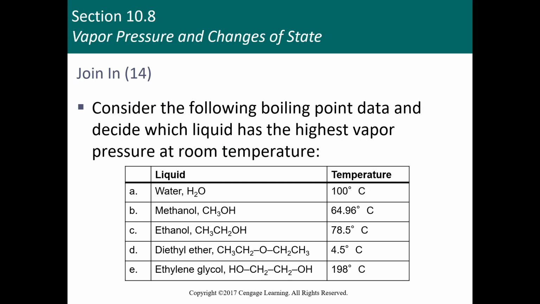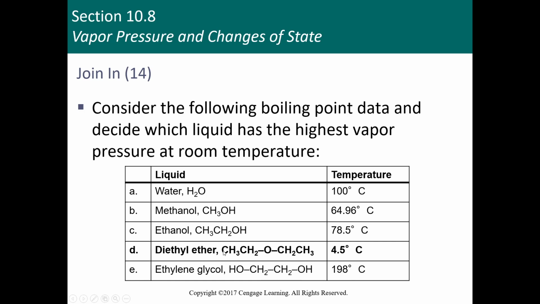So consider the following boiling point data and decide which liquid has the highest vapor pressure at room temperature. We look here at these different substances and their temperatures, and that one is probably going to have the highest vapor pressure at room temperature, because that one evaporates the easiest. Honestly, I'd be surprised if you needed both the temperature portion and this portion. You should only need one. The lowest boiling temperature is likely to have the most in the vapor phase, right? The more of something you have in the vapor phase, the higher the pressure it could be. So that's the most likely.